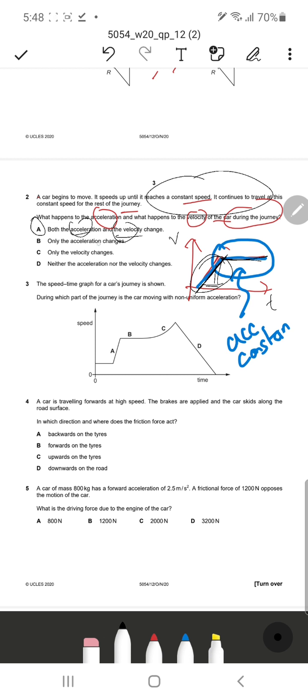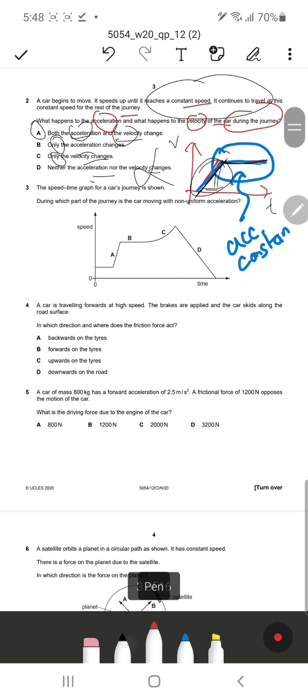The next options are not applicable since they mention only acceleration or only velocity, so these are not our choices. Next it says neither acceleration nor velocity changes. That's completely wrong. So A is our correct response. Okay, let's go to the third question.